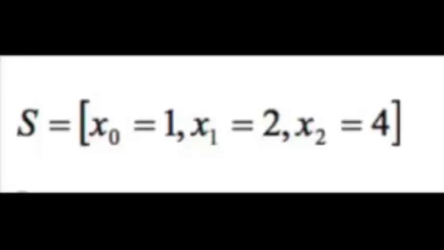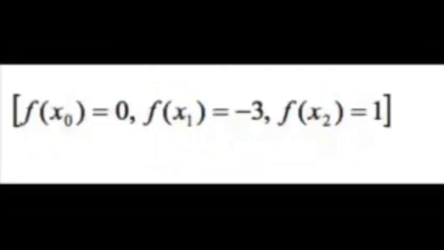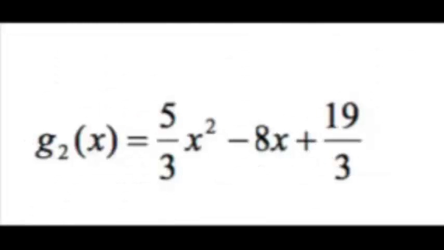And now, an example of application of the Lagrange interpolation formula, the case of a function f(x) which takes the values 0, 3, and 1 at x equal to 1, 2, and 4 respectively. Find the interpolation polynomial. We have the interpolation nodes, the interpolation basis, and the function values at the nodes. And this is the process. And this is the result.